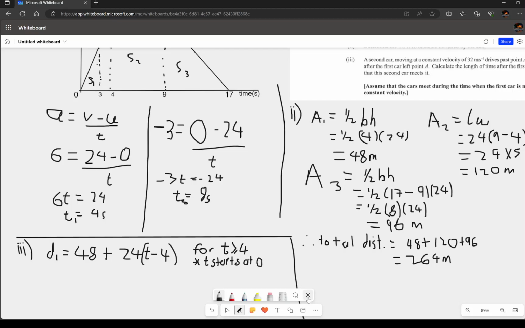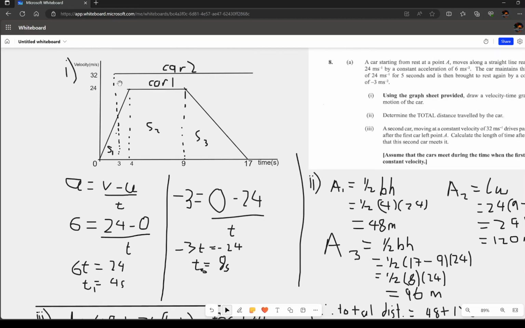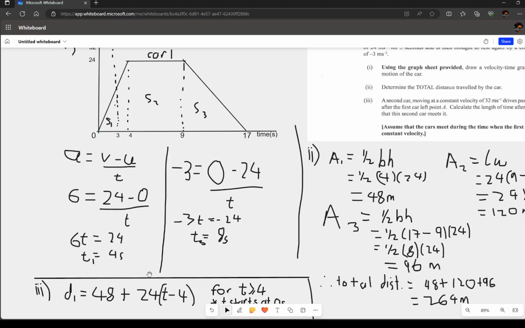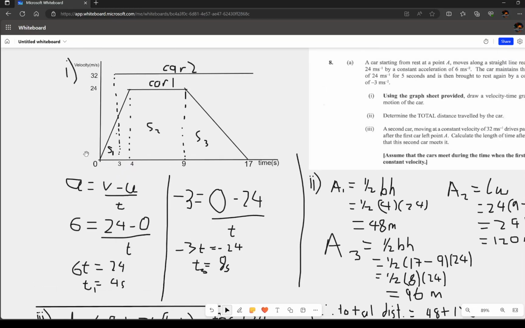So there are some sources that will use t starting from 4 seconds, so they'll just put 48 plus 24t. But the problem with doing that, in my opinion, is that you're going to have to adjust the t in that second equation to match that. And in my opinion, that's more difficult than just having both of them start at t equals 0 and making your adjustments from there. It feels more intuitive, because I'm saying that, okay, if I start 4 seconds later, I just have to subtract a 4. If I start 3 seconds later, I just have to subtract a 3.